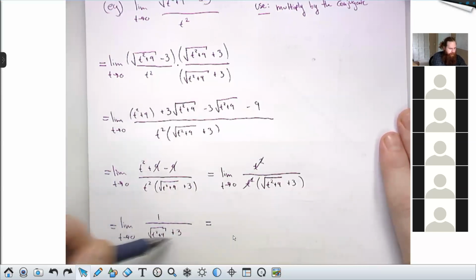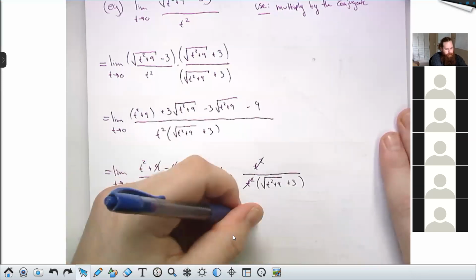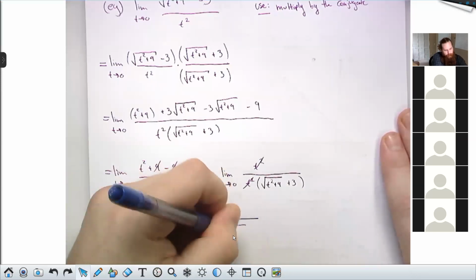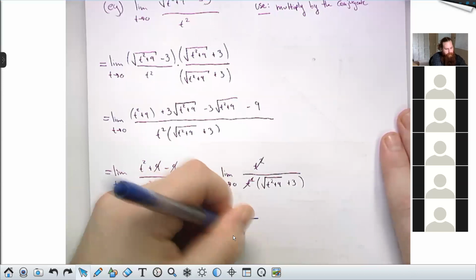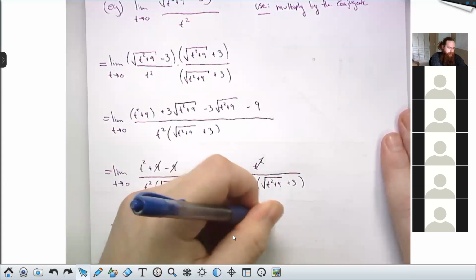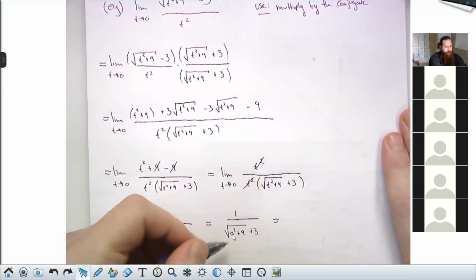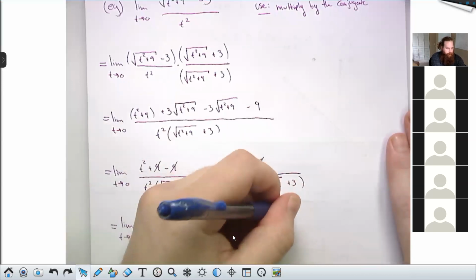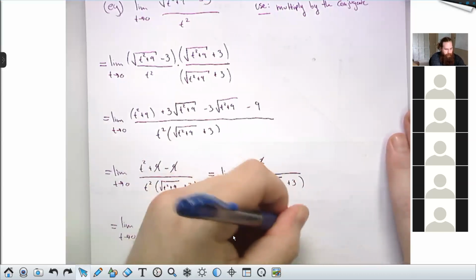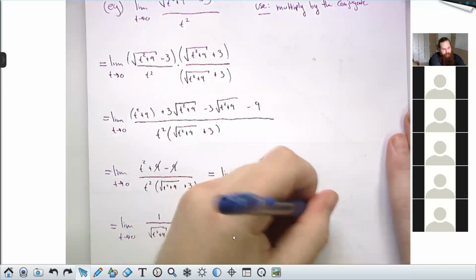And I can just sub in 0 for t, and I get 1 over the square root of 0 squared plus 9 plus 3. 0 squared is 0. 0 plus 9 is 9. The square root of 9 is 3. So that's 1 over 3 plus 3, or 1/6.